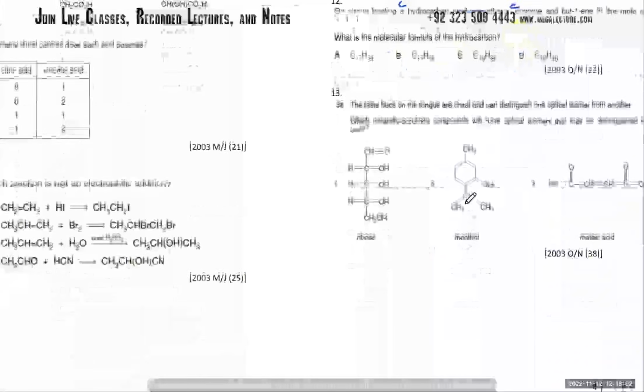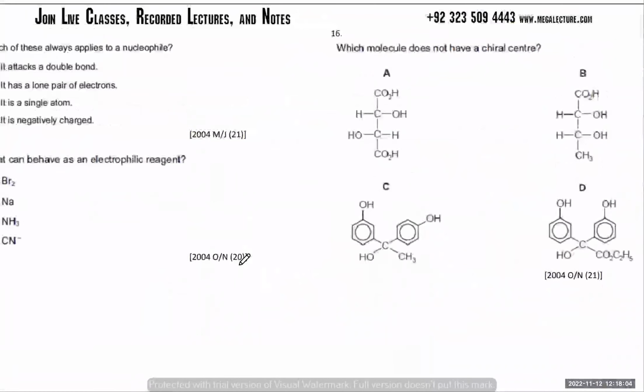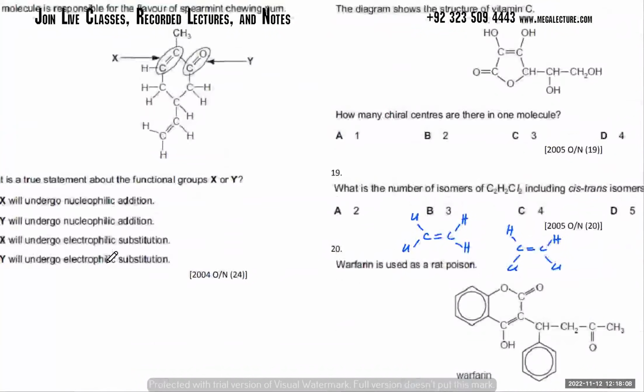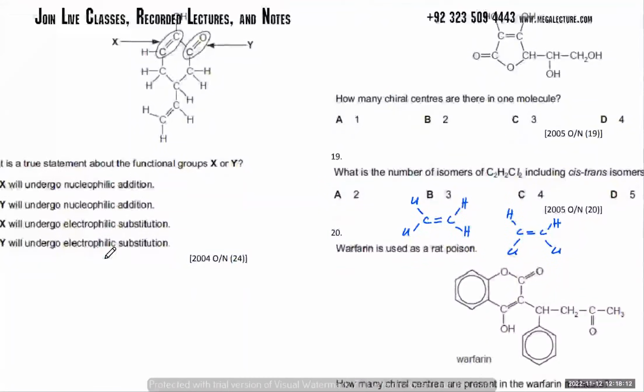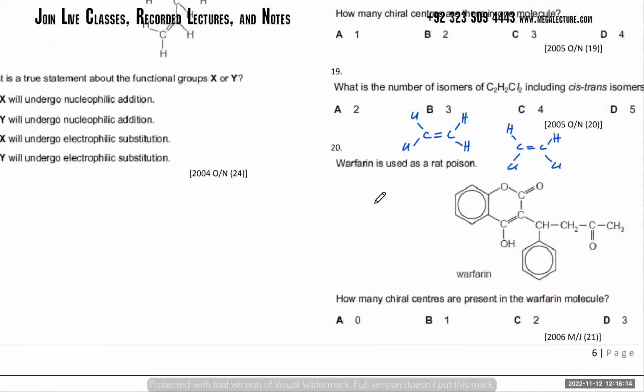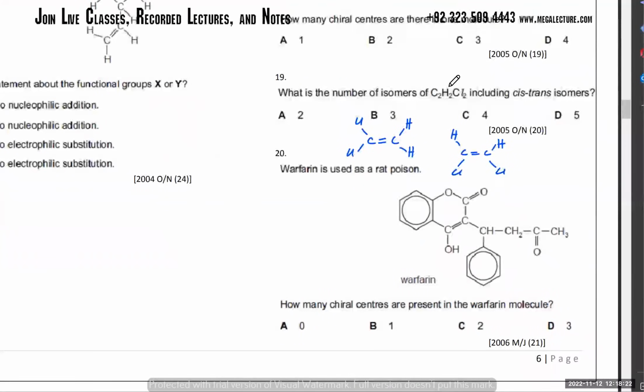Okay, let's do one more. Just this is chiral. So we were on this molecule, right? We did this question. He's saying what is the number of isomers of C2H2Cl2 including cis-trans? So we did draw the structural isomers, right? So tell me which one of them is going to have cis-trans?